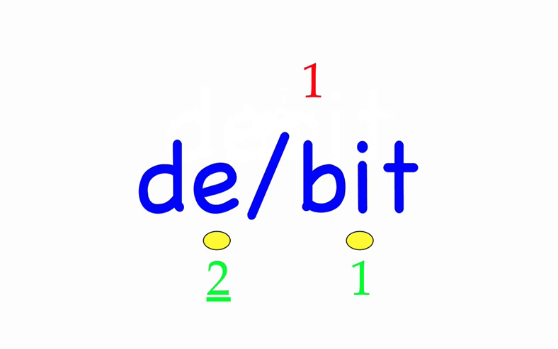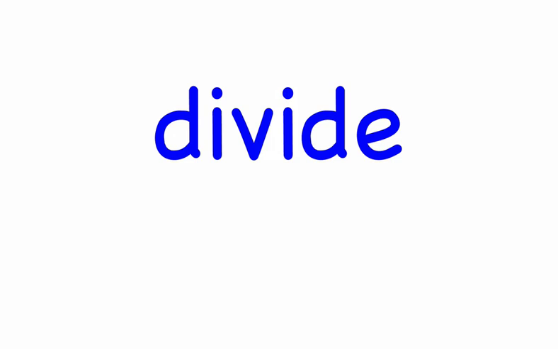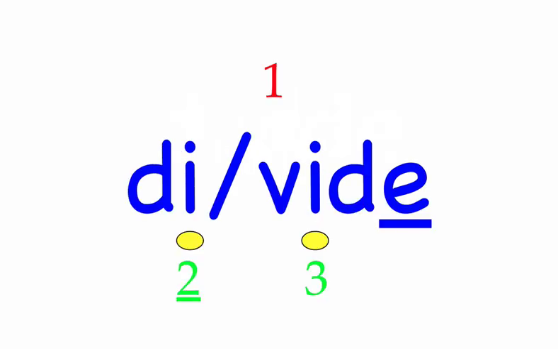Row 9. Divide. I will divide the material in half. Di, 2 sounds. D, I. Vide, 3 sounds. V, I, D. Divide. Mark the word. Told. No one told me about that. Told. 4 sounds. T, O, L, D. Mark the word.